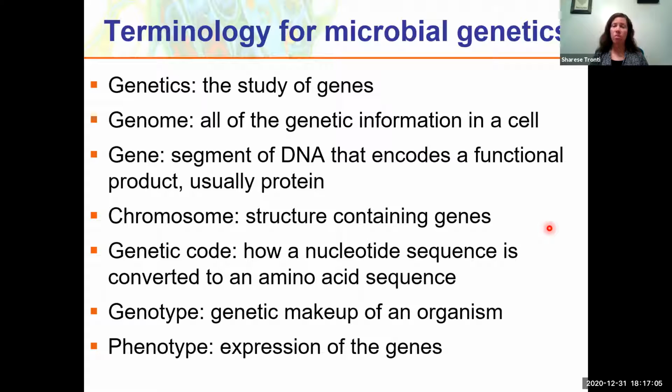A chromosome is the structure that contains those genes. Remember, in bacteria and in prokaryotes, we're only going to have one circular chromosome. So that one circular chromosome is going to contain all of the genes. And again, each gene is encoding for one protein.